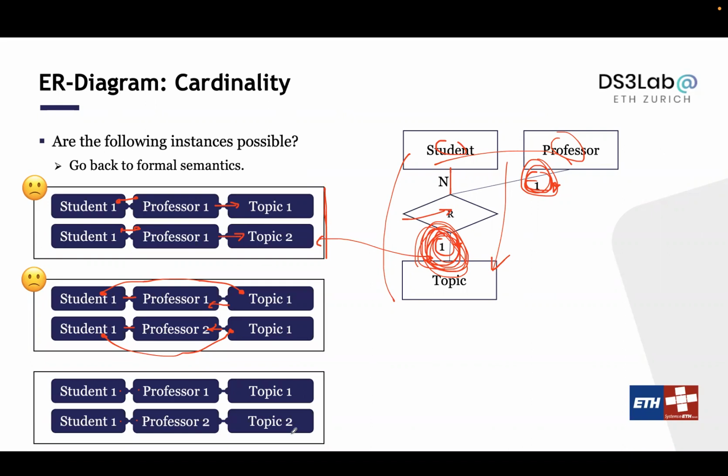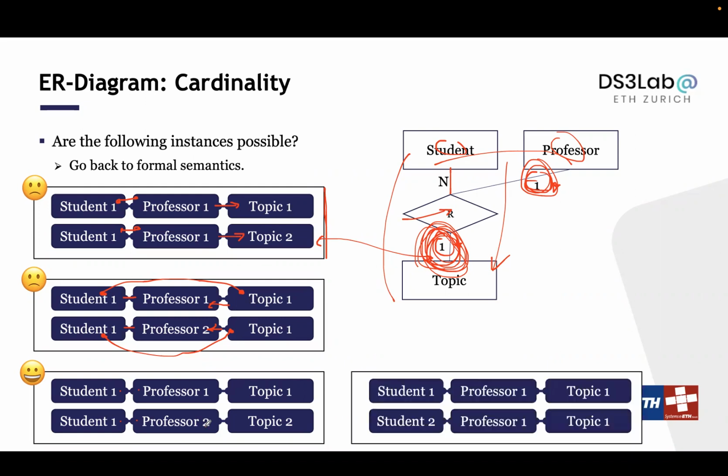This pair is different, right? So each one of them uniquely identifies the professor. Student one and topic one go to professor one. Student one, topic two go to professor two. So it's okay. Under this model, the third database instance on the left-hand side is something that you are allowed in this application.